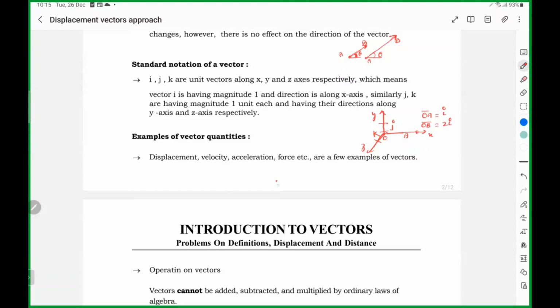Here, person moved from A to B, and he can reach B in any path. So if he travels in this direction, arc length is the distance, but shortest length between AB is displacement.